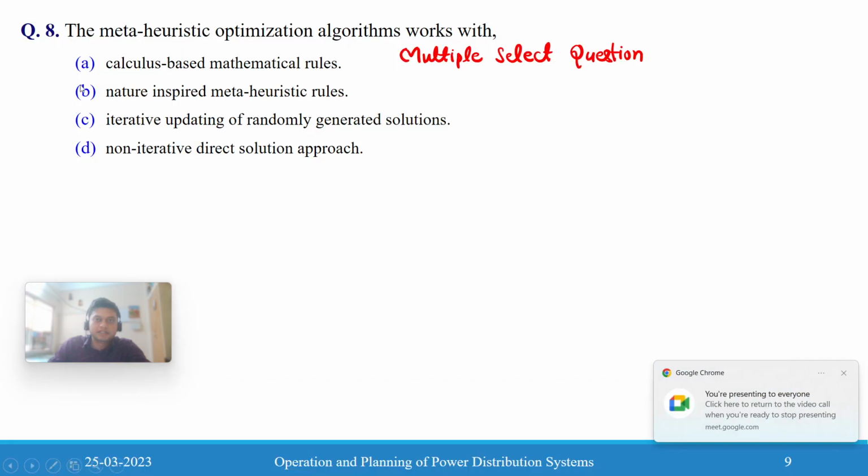So Nitish has given A and B. Other ones, please try. Options are: A, calculus based mathematical rules. B option is nature inspired meta-heuristic rules. C option is iterative updating of randomly generated solutions. And D option is non-iterative direct solution approach.